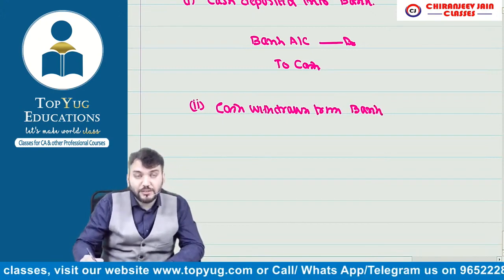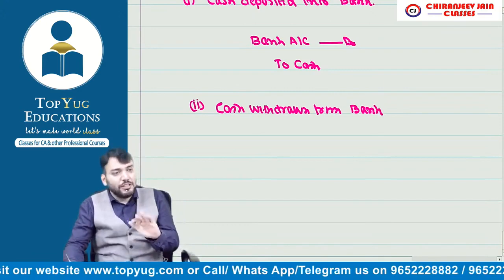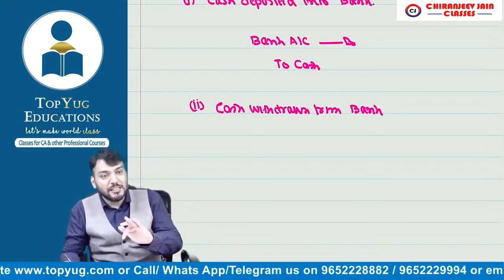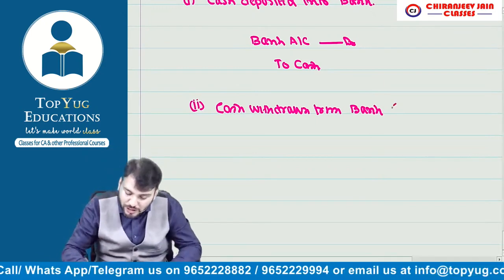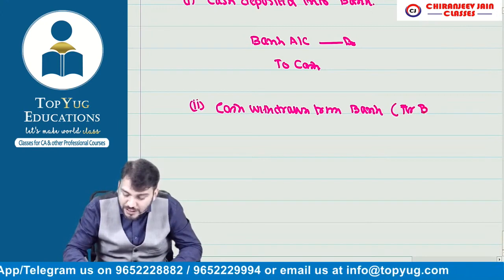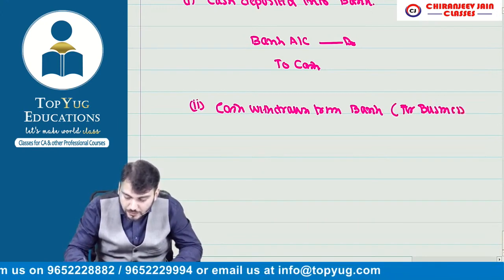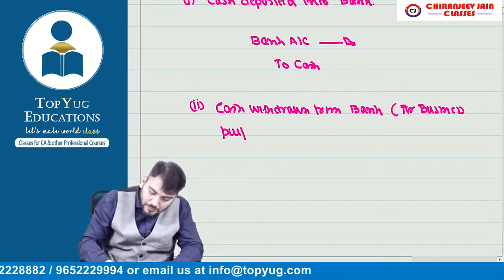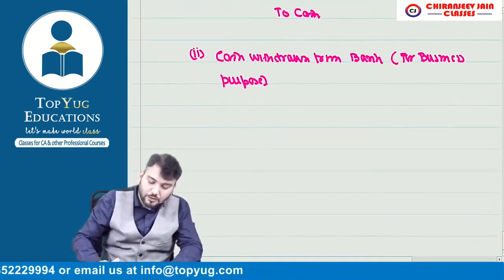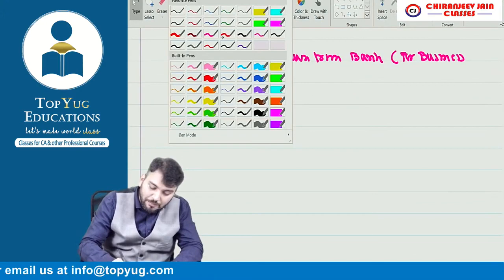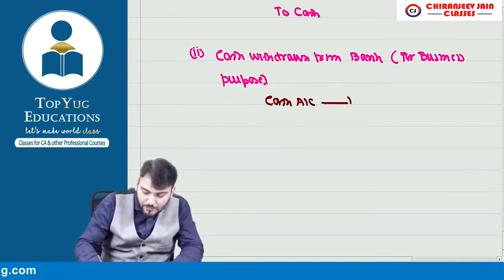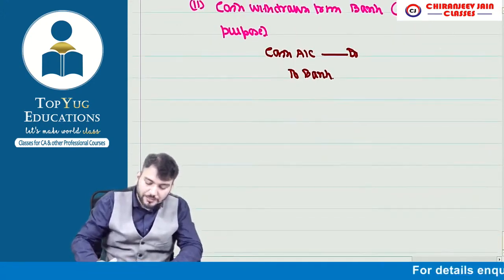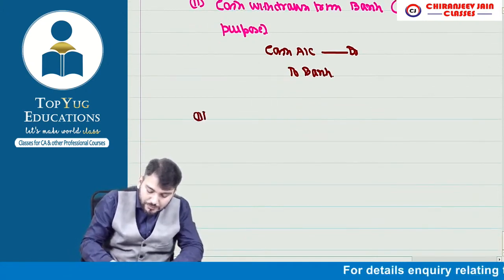Whenever it is given cash withdrawn from bank, it is always for business purpose, until it is specified in the question that it has been withdrawn for some personal purpose. Are you getting? So if the question is silent, it is always for business purpose. So what journal entry? Cash will increase and bank will decrease. So Cash account debit to Bank. Correct? Then point number 3.